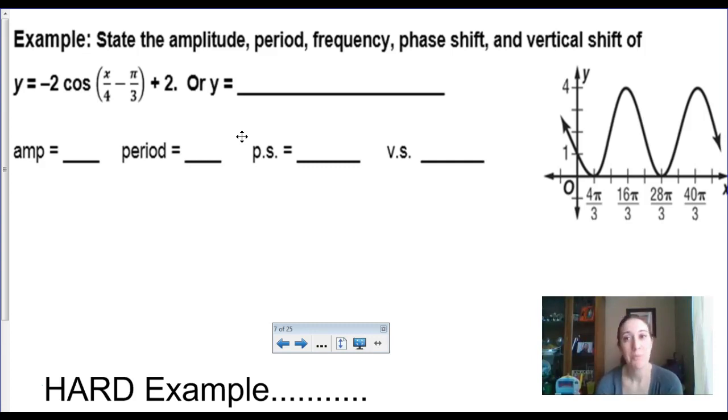Just hang with me because we're going to have a lot of fractions today. So when I'm looking here at this first example that includes phase shifts on our notes, there's -2 in front of the function, the cosine function, and then inside the cosine function we have x over 4 minus pi over 3. So that's what it looks like when you have what's called a phase shift.